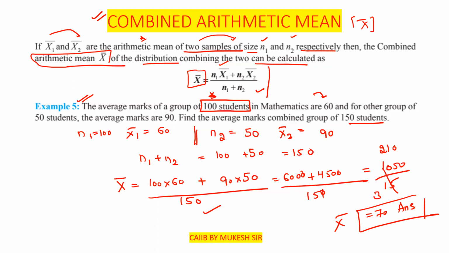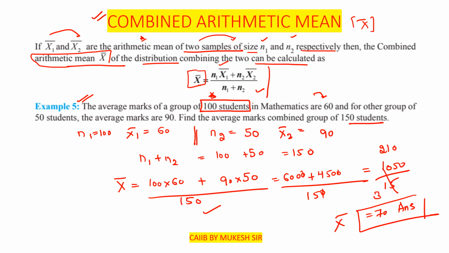We are simply putting the values in the formula, that is x bar is equal to n1 x1 bar plus n2 x2 bar upon n1 plus n2. Clear? All the information is given in the question, we just have to solve that. Now we will move towards the next question, a similar type of question.